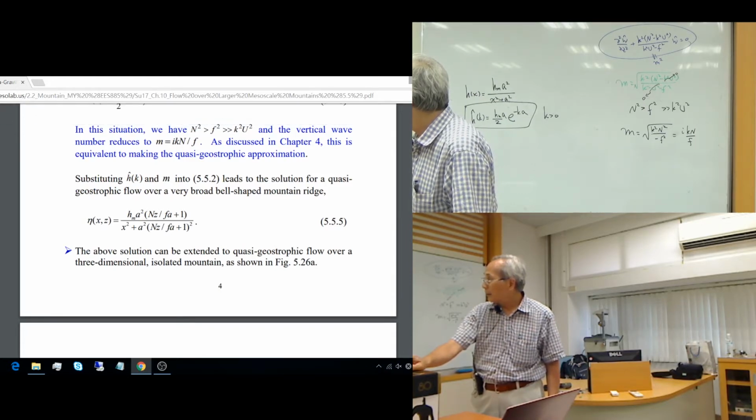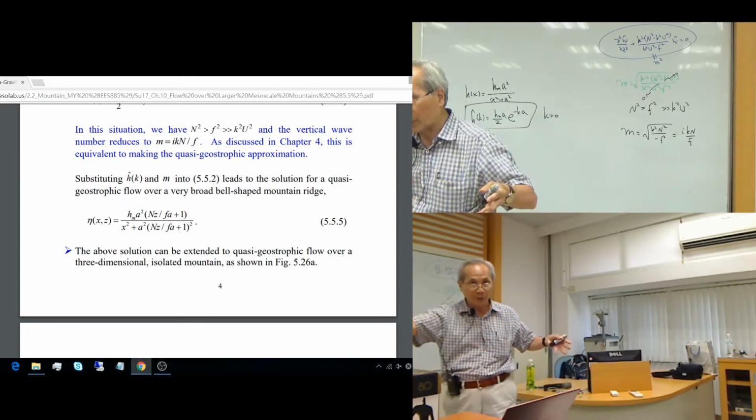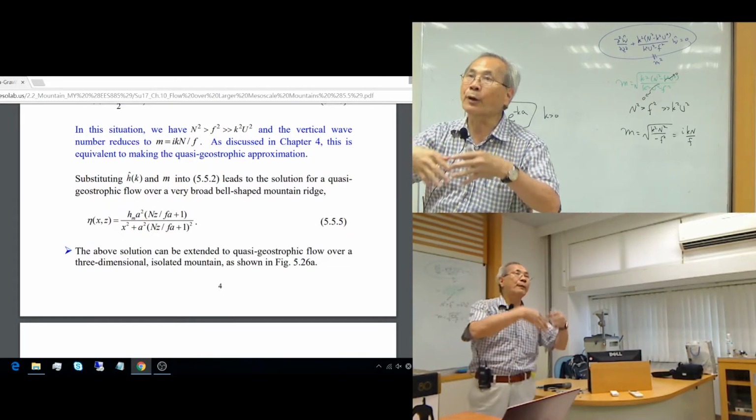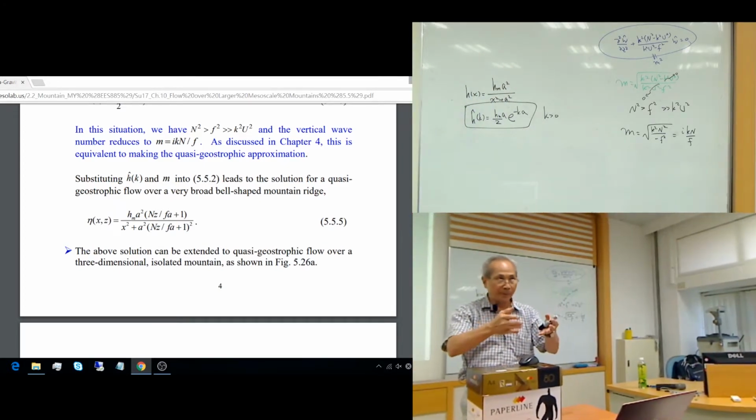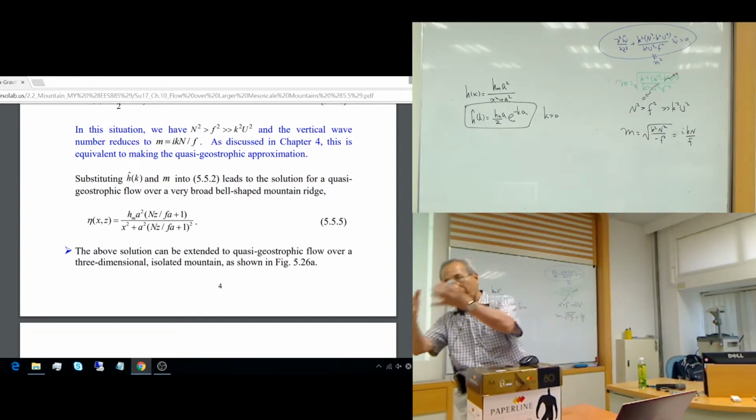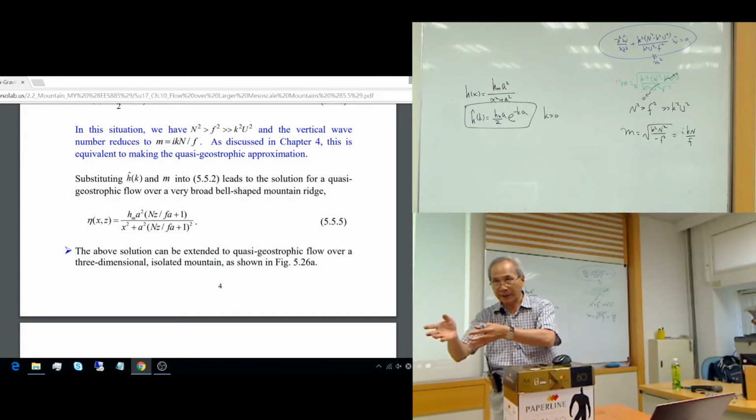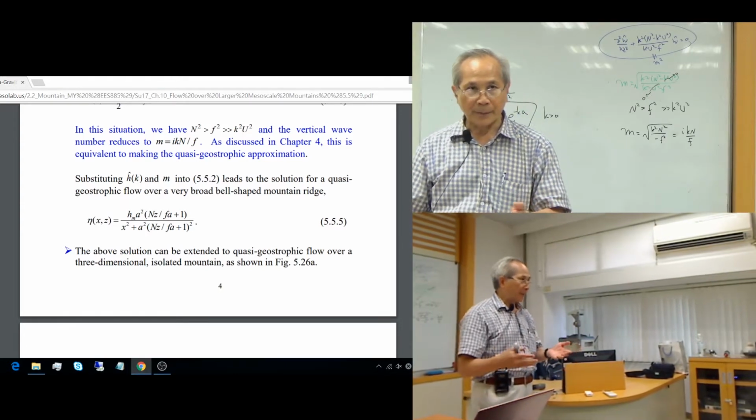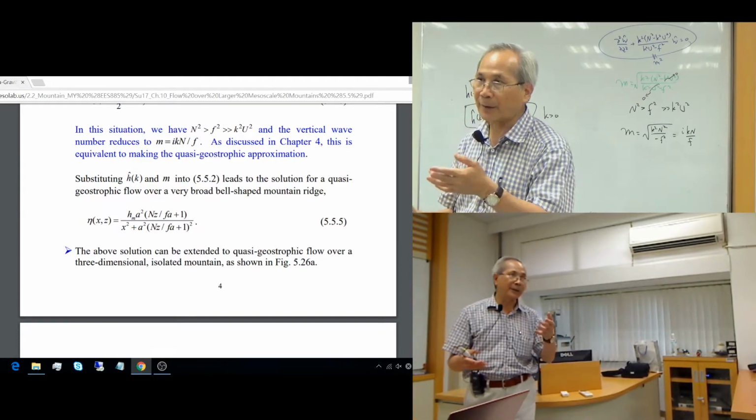And then the above solution can be extended to quasi-geostrophic flow over three-dimensional terrain. You can even extend this to be three-dimensional. It shouldn't be that difficult. The difficult part is not solving the problem analytically in Fourier space. The problem is to bring those solutions back to the physical space. That's the most challenging one. But these days it's easier because we have pretty good numerical software like the fast Fourier transform.